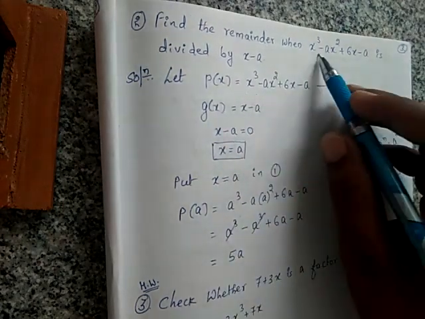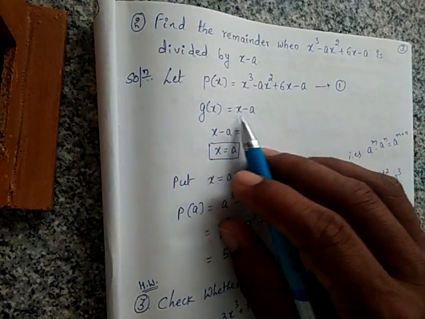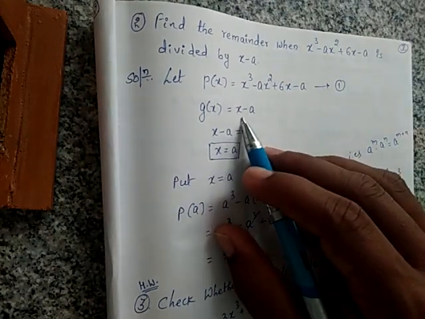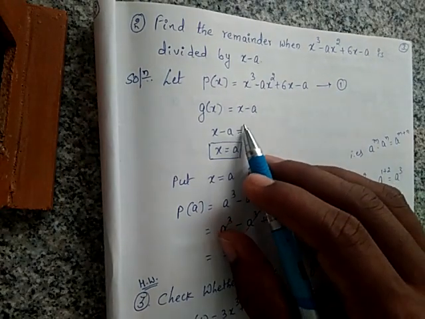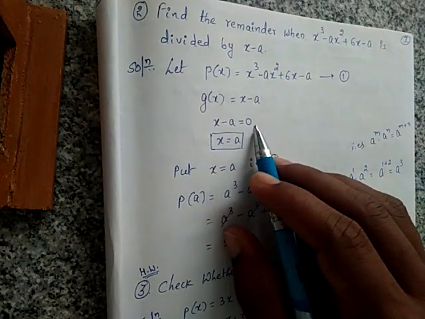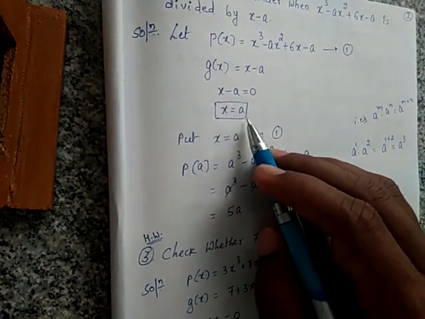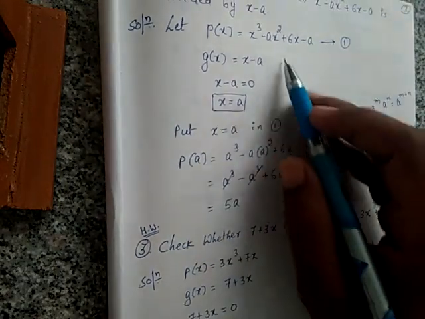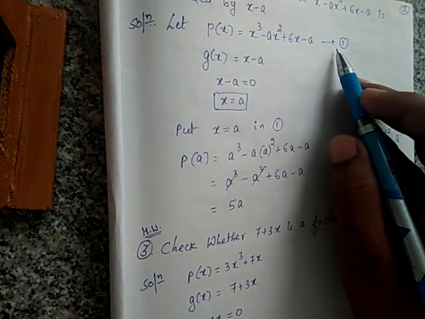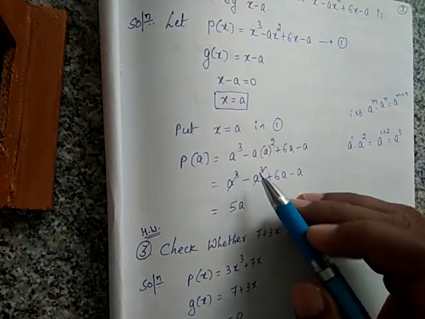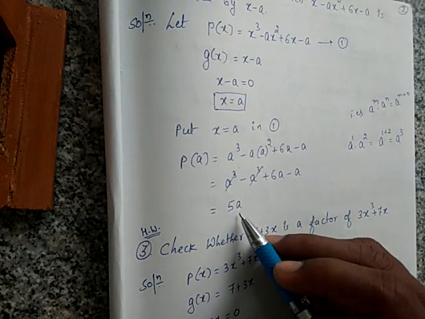So let p of x be the given polynomial I have written here, g of x also I have written here, linear polynomial x minus a. When you equate with 0, x minus a is equal to 0, that is x is equal to a. Now put x is equal to a in 1. So I have considered this polynomial as 1. So you have to substitute here. Okay. So after simplifying, you will get 5a.